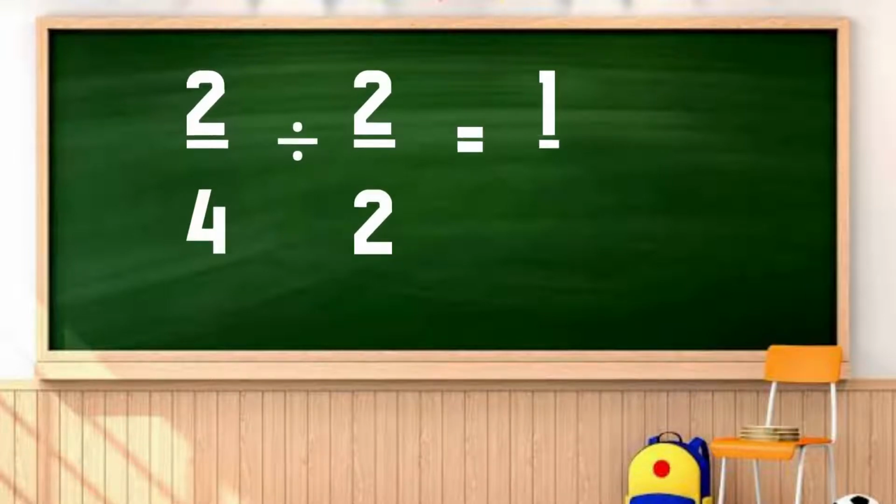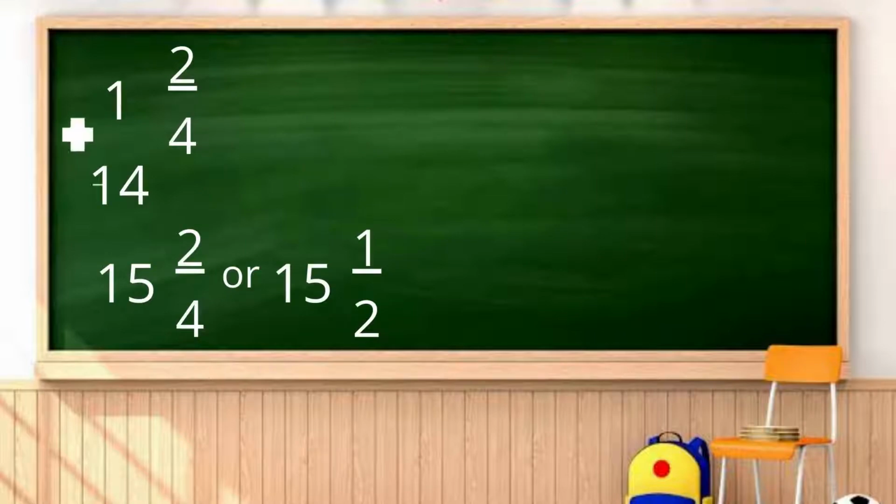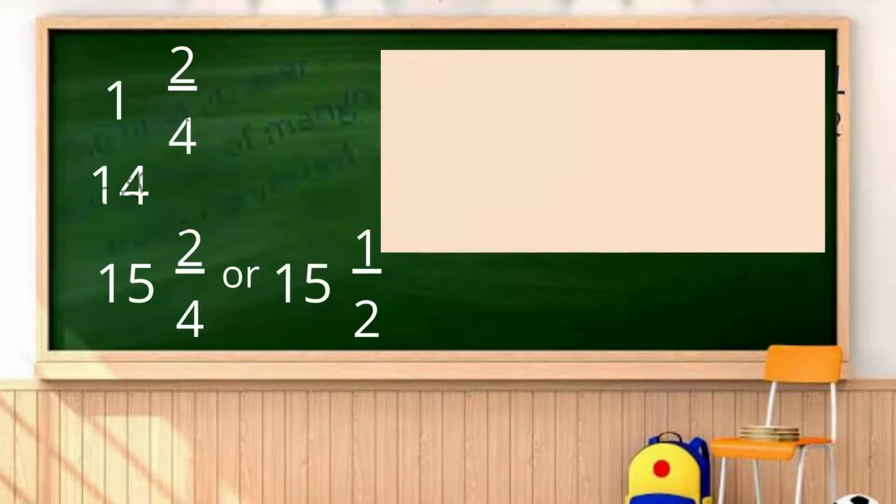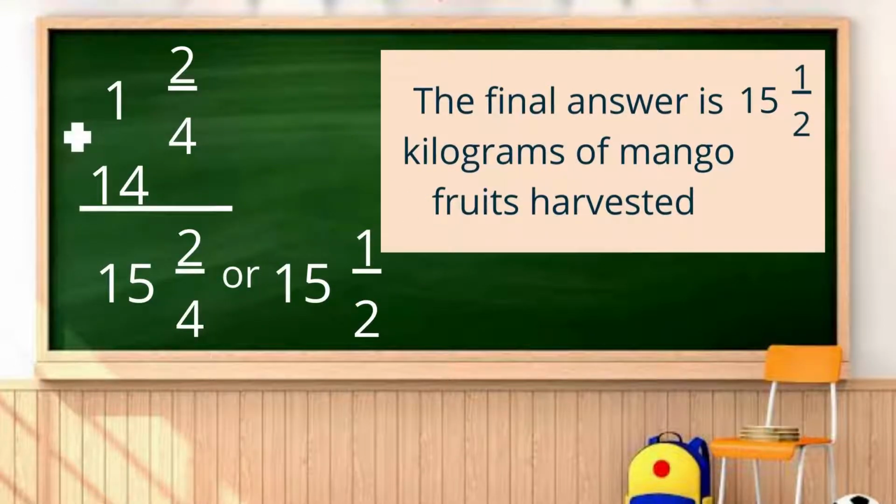2 divided by 2 is equal to 1. 4 divided by 2 is equal to 2. So the lowest term of 2/4 is 1/2. So 15 and 2/4 or 15 and 1/2. Then your final answer is 15 and 1/2 kilograms of mango fruits harvested.